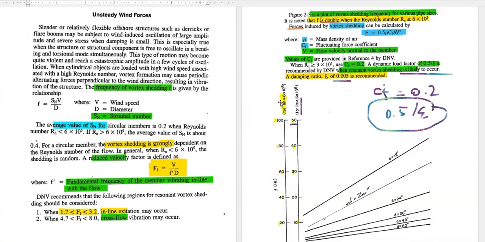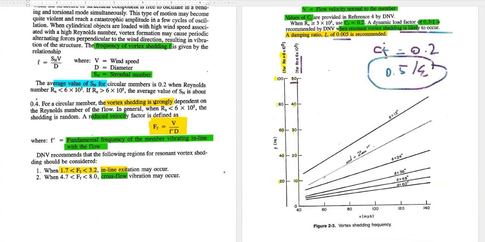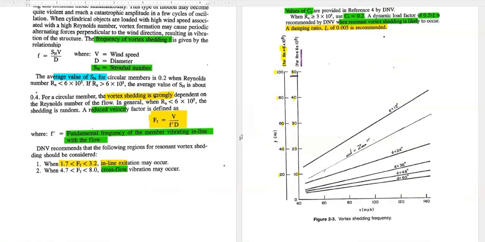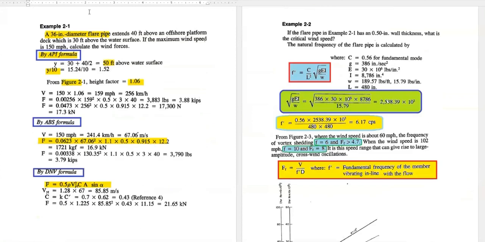Okay. So here we can see for this velocity and for this diameter, what the vortex shedding frequency is. This we can calculate. So let us see some examples. Here a 36 inch diameter pipe, height is 40 feet above an offshore platform deck, which is 10 feet.